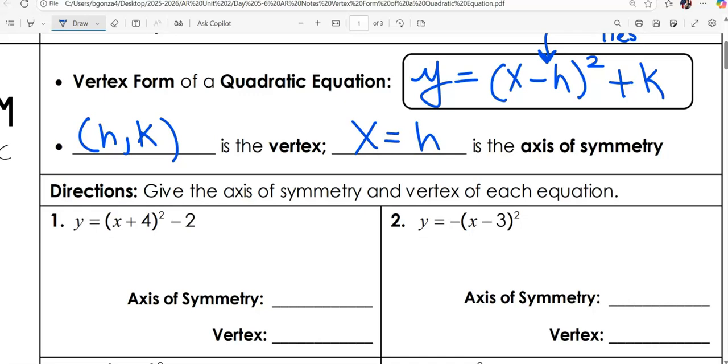Let me show you what I mean. Look at this equation. Okay? So, you see these two numbers? These two numbers are going to be the vertex. But just remember, this insider, what? Lies. So this positive 4 is really a what? What's the lie? The opposite of plus 4 is negative 4.